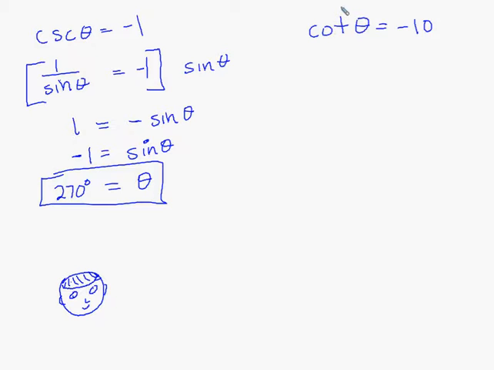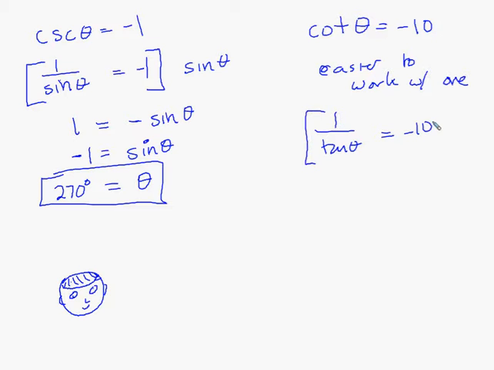So in this case, I could do sine or cosine over sine, but then I have two trig functions. It's going to be easier to work with one. So instead of changing this to cosine over sine, I'll change it to 1 over tangent. I'll clear my fraction, so I'll multiply both sides by tangent.